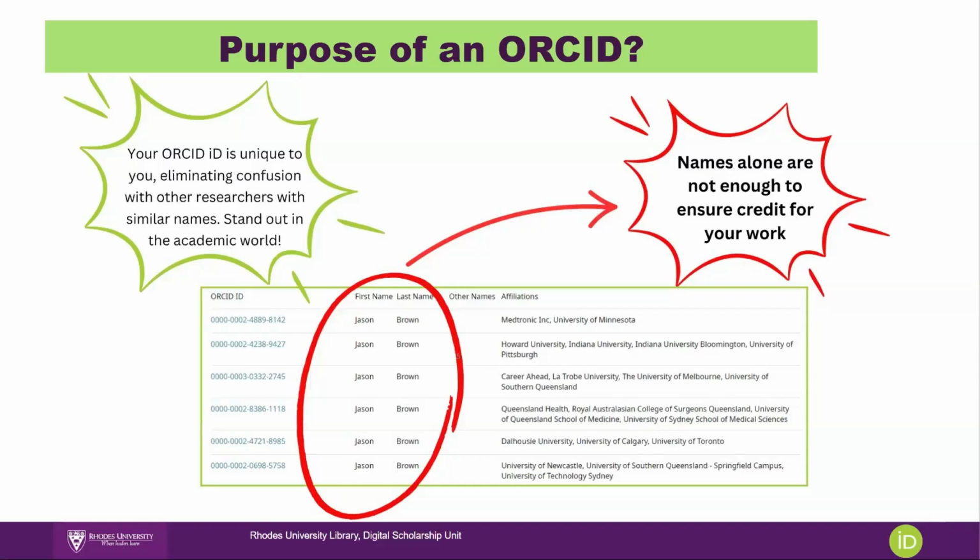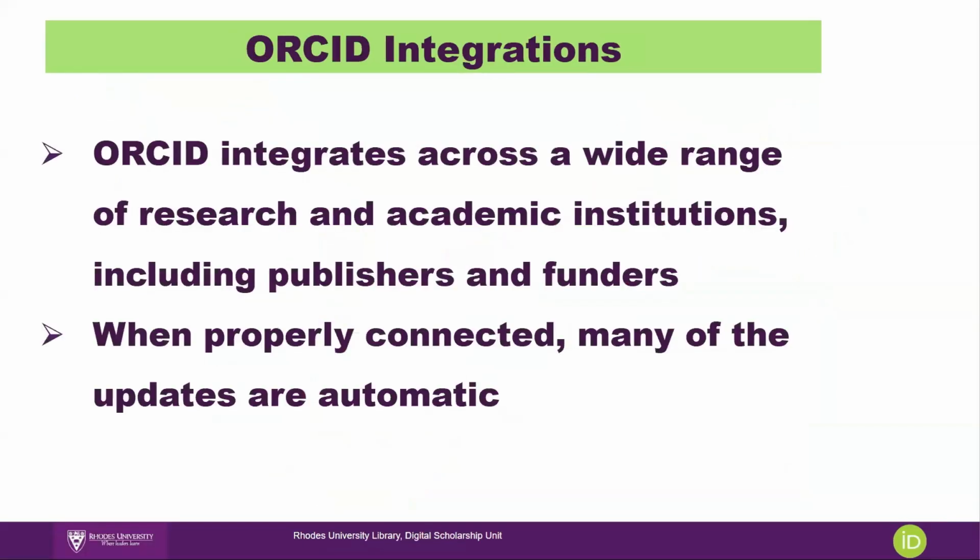For example, as you can see on the slide, if there are many Jason Browns, what an ORCID does is give you a unique ID that allows you to be affiliated with the correct institution. Every time you publish, people are able to find and discover your work and affiliate you with the right person.